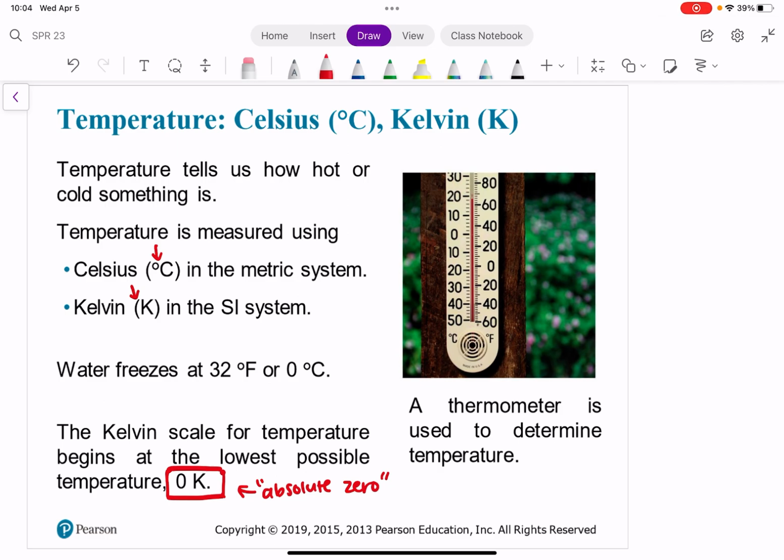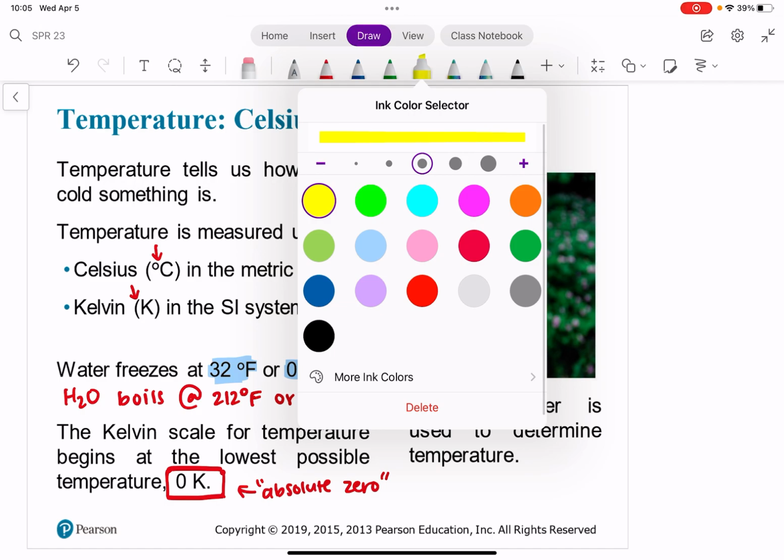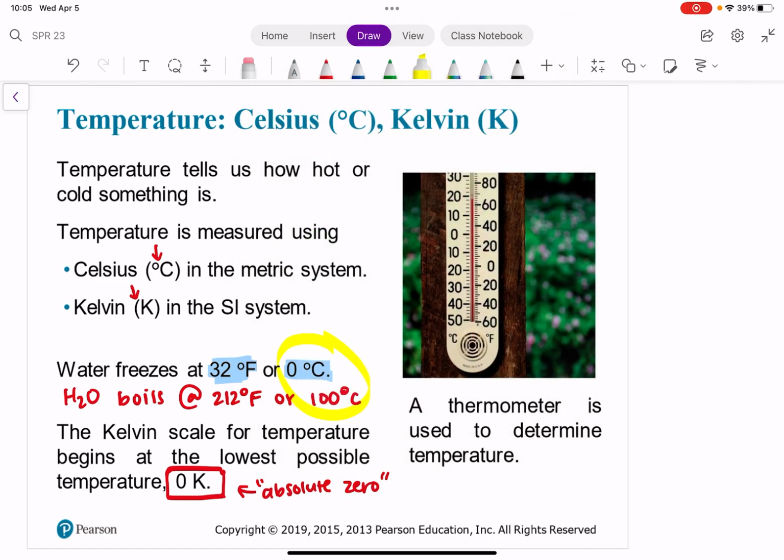And then water freezes at 0 degrees Celsius. And for Fahrenheit, it freezes at 32 degrees Fahrenheit. I also just want to add that water boils at 212 degrees Fahrenheit or 100 degrees Celsius. And that's why it's actually a lot easier to use the Celsius unit for temperature, because those numbers are just a lot easier to work with.